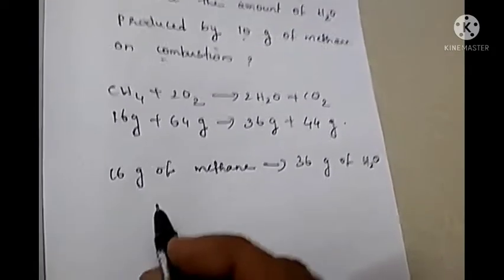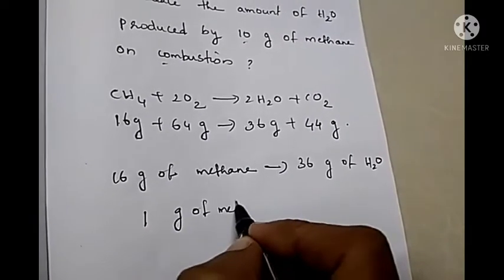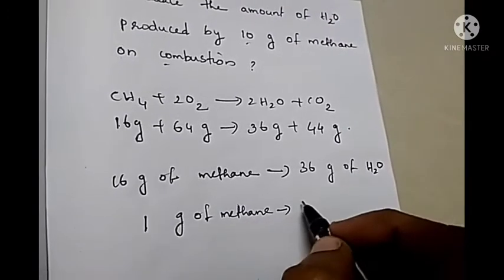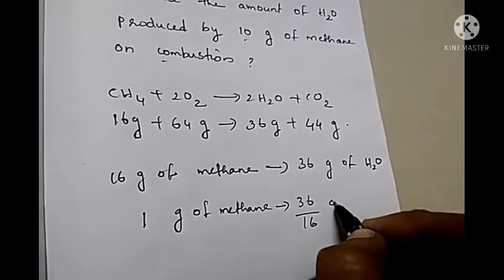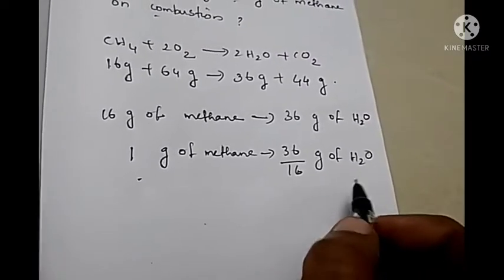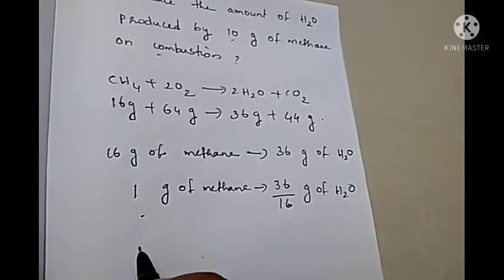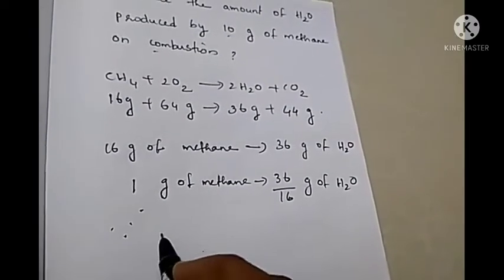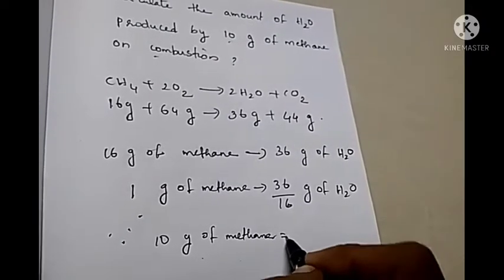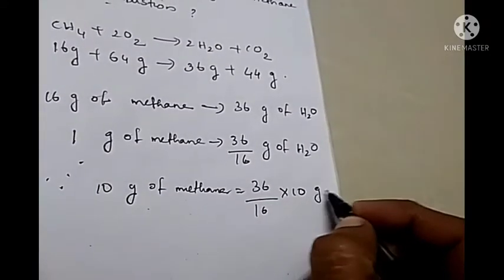From the 16 gram of methane, we can calculate the amount of water produced by 1 gram of methane. So 16 gram methane produces 36 gram, which means 1 gram of methane produces 36 divided by 16 gram of water. Now, if 1 gram produces this much amount, what will be the amount produced by 10 gram? Therefore, 10 gram of methane produces 36 divided by 16 into 10 gram of water.